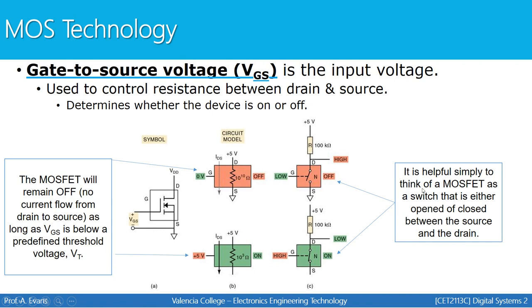So again, it is helpful to think of a MOSFET as a switch that is either opened or closed between the source and the drain, and it's open or closed based off of the voltage that you supply at the gate.